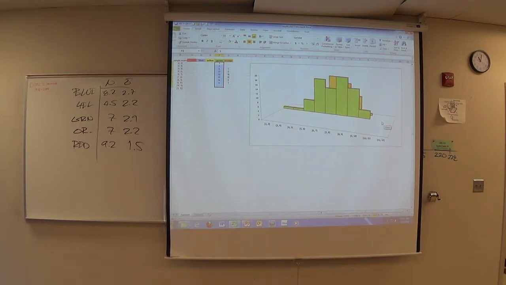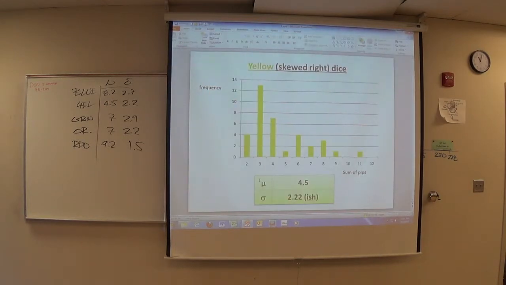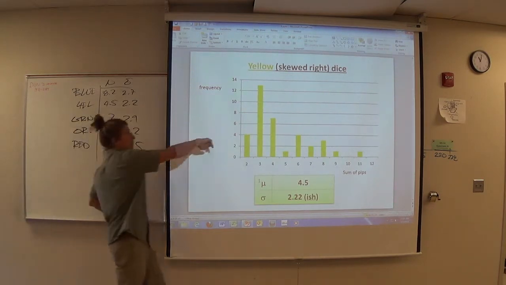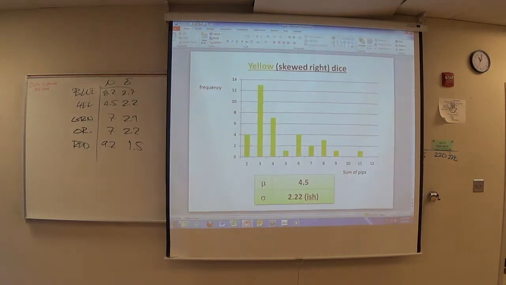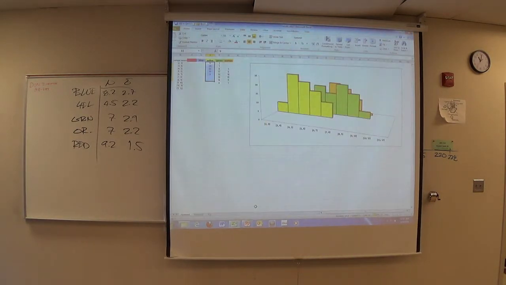Here is yellow. Now, as somebody mentioned, yellow is skewed, and here is the original yellow distribution right here. Highly skewed, with a running tail. But look at your sampling distribution of yellow. What do you notice about it? Doesn't tail off. We lost that tail on the one side.